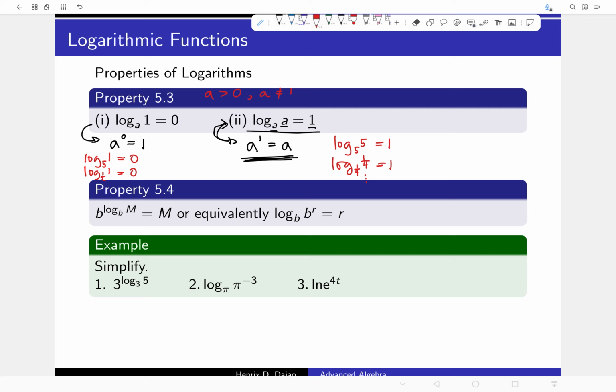For property 5.4, we have this one. If b is raised to, so this is the exponent, log of m with base b, that's always equal to m. That is equivalent to log of b.